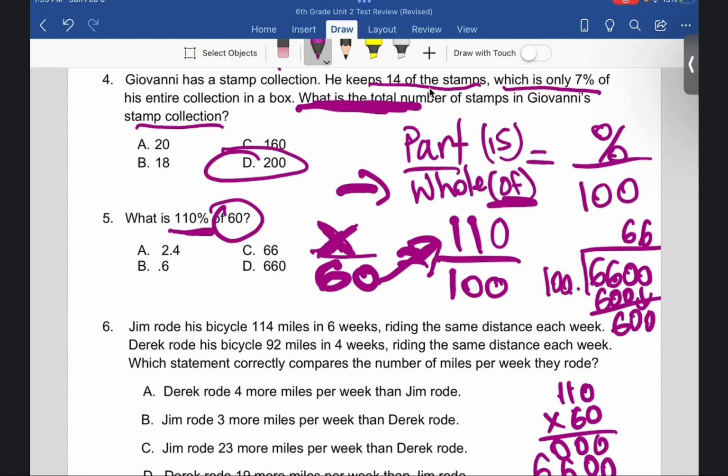Okay, so what is 110% of 60? X equals 66. So which one shows that? C. It's 66. And that makes sense if you're thinking about these ratios. 110 is more than 100, so our part is going to be more than our whole, because it means we have 110%. If you eat 100% of something, then you ate the whole thing. If you eat 110%, that means you ate the whole thing and then you have some more.